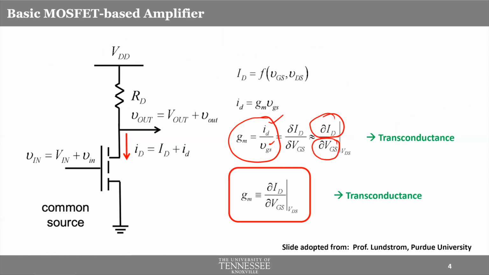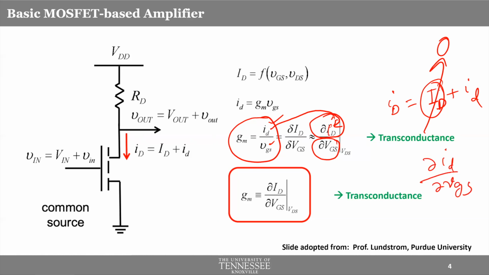And you might have seen a change here, right? We have suddenly shifted from lowercase ID to uppercase ID. Why? So this uppercase ID represents the DC component plus the AC component. But when you take the derivative, the DC is constant. When you take the derivative of a constant, it will be 0. So we don't care. For all practical purposes, you could just write del ID over del VGS or del the total ID over del total VGS. Doesn't matter because the constants will anyways be taken off.